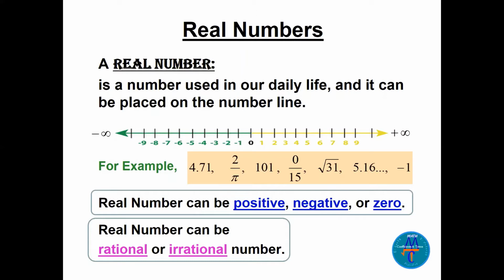Now, everyone knows, real number, as I had mentioned before, every real number is a number that can be used in our daily life. It can be placed on the number line. You see this number line here? If we can place the number on the number line, then it's a real number. So it can be a positive number, a negative number, zero, a fraction, decimals, it can be anything, rational or irrational. Now, I think you need to know the meaning of rational and irrational in detail.